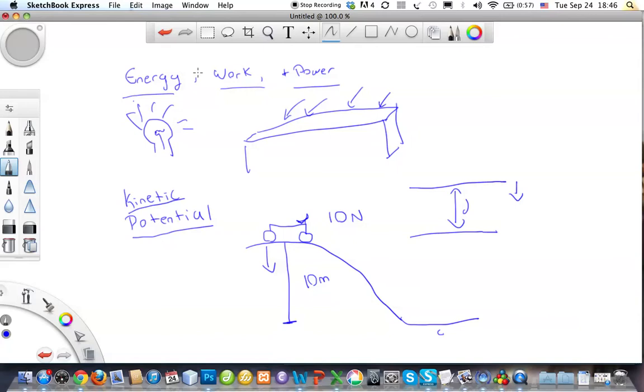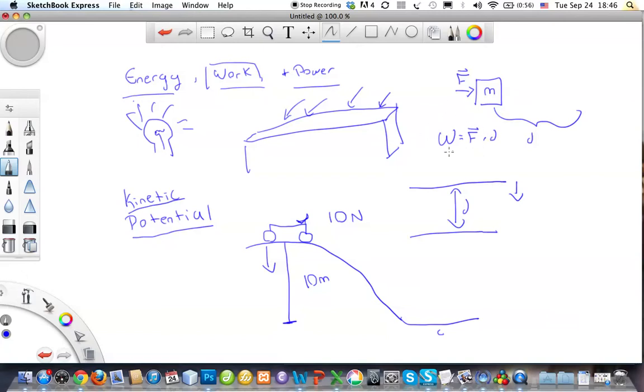Also, work. Work is just energy transferred to an object from an object as a result of the action of an external force. Say we have a block here, and we have a force being pushed on it, and it's going some arbitrary distance. So work is simply force times distance.